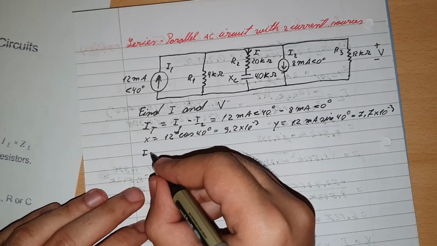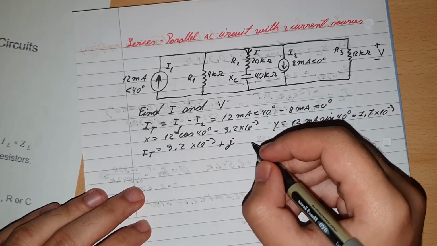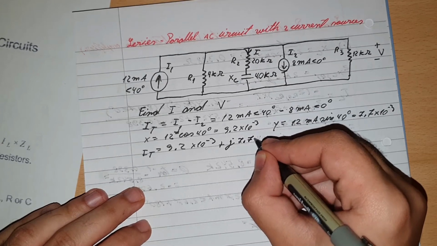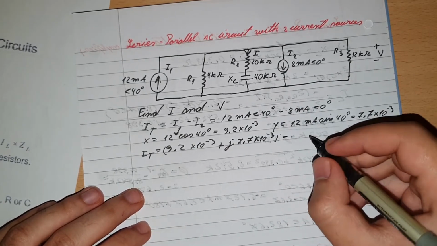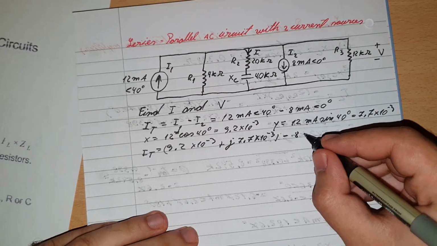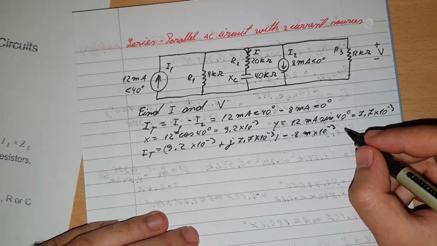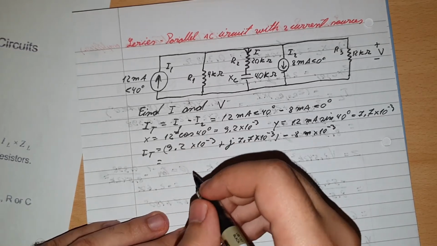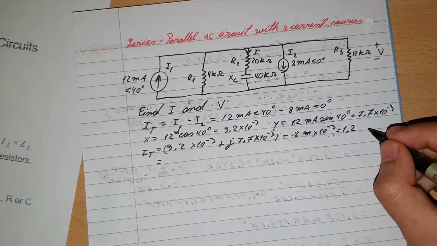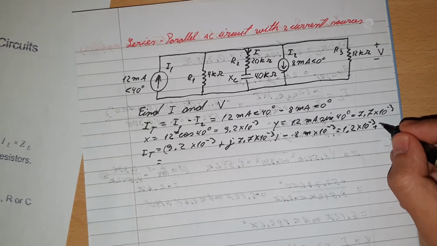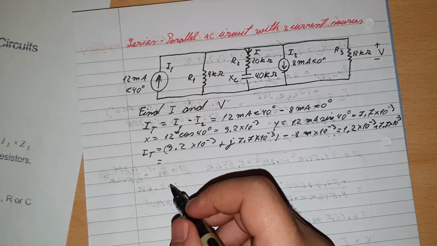So then IT will be equal to 9.2 times 10 to the minus 3 plus j 7.7 times 10 to the minus 3. Then we just take away the simple value of 8 milliamps, so it will be minus 8 times 10 to the minus 3 without any j value because there's no phase. So then IT will be equal to 1.2 times 10 to the minus 3 plus j 7.7 times 10 to the minus 3. Actually I can just calculate it because it's 8 and 9.2, but never mind.